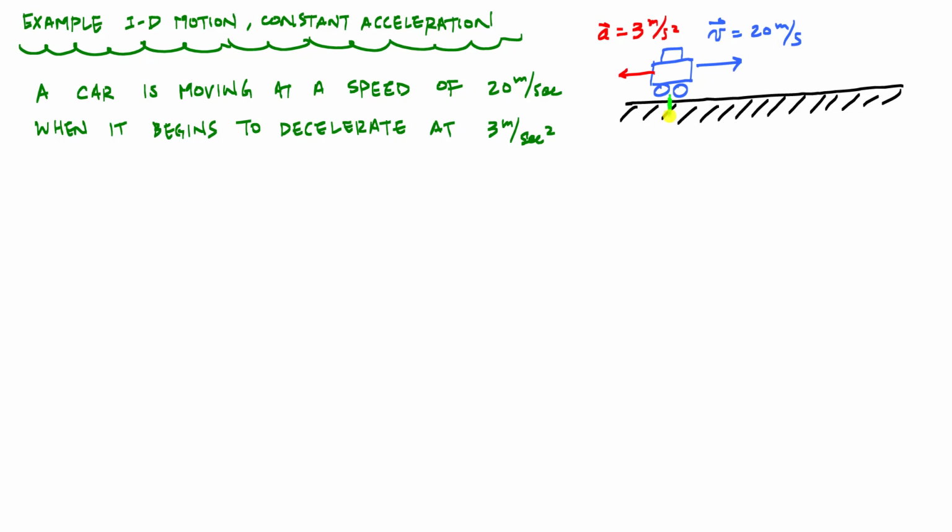The instant where my car begins to decelerate is essentially my beginning. This point right here will represent t0, and I'll measure time from that instant when I start pushing on the brakes, essentially. And this would be my initial position. I'll call that 0. And this 20 meters per second is actually an initial velocity, v0.